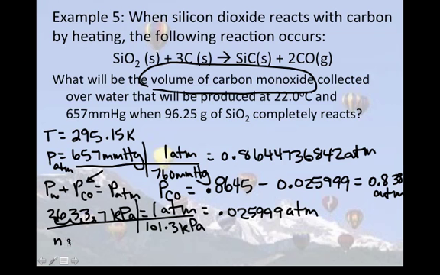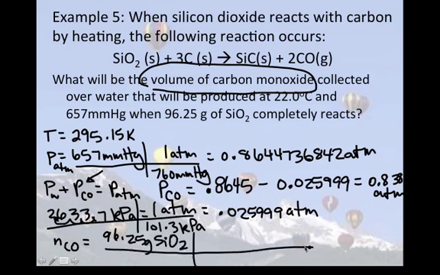And I'm going for the volume. But first I need to know the number of moles. So the number of moles of carbon monoxide are going to be represented by, first of all, 96.25 grams of silicon dioxide. Now I need to know the molar mass so I can change grams to moles. For silicon dioxide, 1 mole is equal to 60.09 grams.